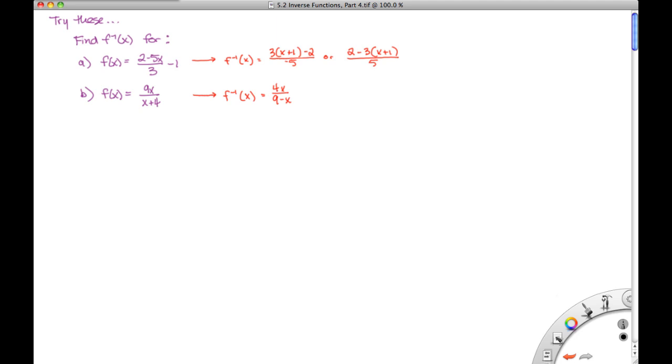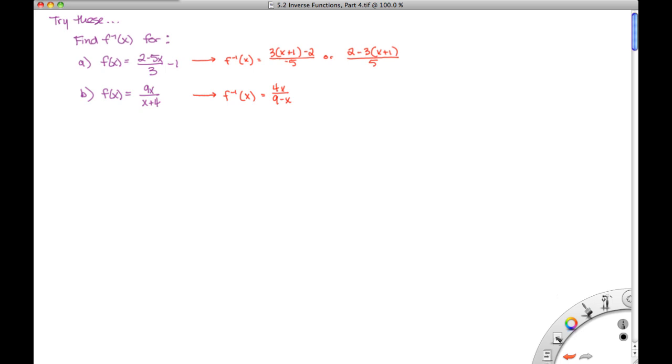Okay, so in our last video for 5.2, inverse functions, we're going to start by looking at the problems that you were given at the end of the third video. And if you had gone through and found the inverse functions correctly, you would have found that these were the solutions. So for our first function, there's a couple different ways you could have written that one, depending on how you dealt with that negative in front of the negative 5. But those would be acceptable for the inverse function for A.